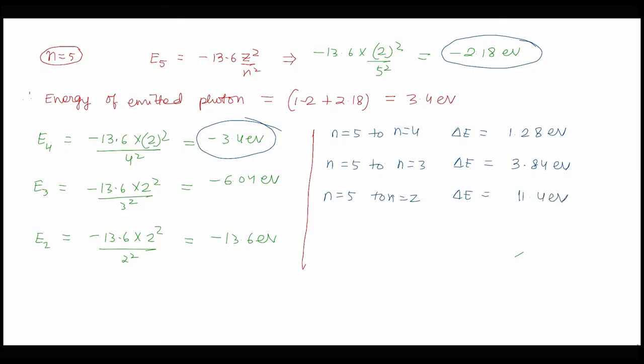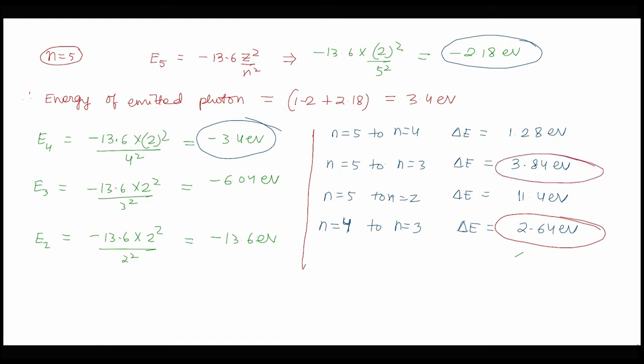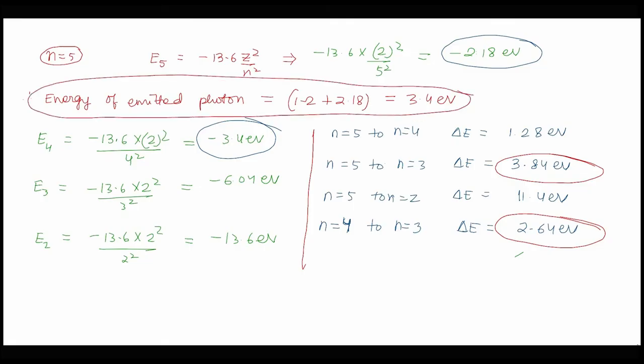The next one is the transition from n equal to 4 to n equal to 3, where the energy difference comes out to be 2.64 electron volt. Now since the photons that are likely are in the range of 2 electron volt to 4 electron volt, the values are 2.64 electron volt, 3.84 electron volt, and the value which we initially calculated, 3.4 electron volt. So these are the possible values of energy of the photon emitted.